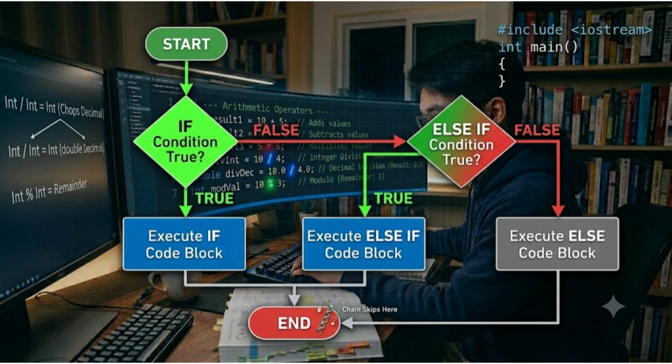Notice how the computer checks these sequentially. Once it finds a condition that is true, it runs that code and skips the rest of the chain. This is crucial for efficiency. Never put a semicolon after the if statement. These are the common errors.